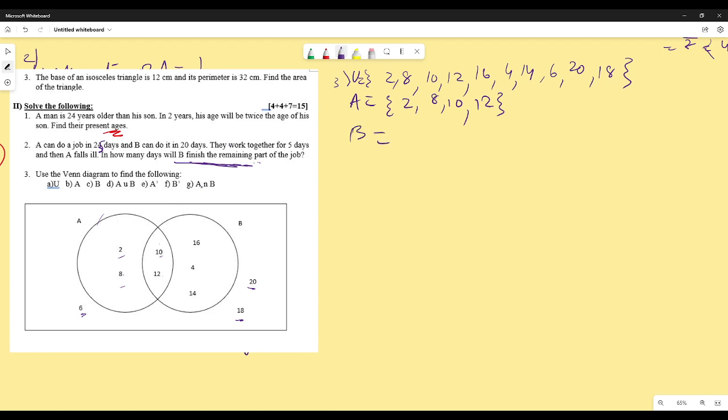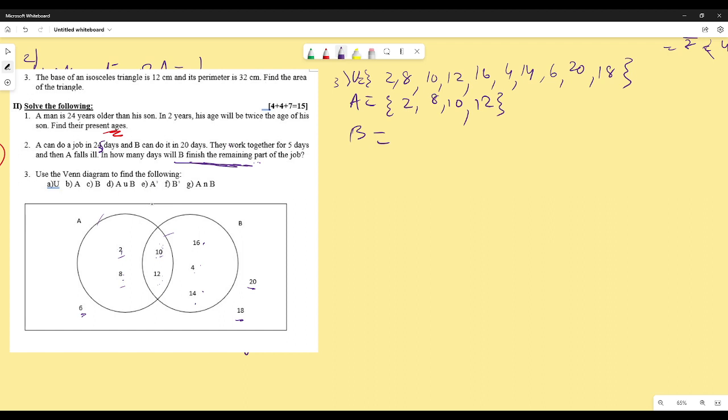Now for B set, my pen is giving me some trouble, so let me just point it out over here. So we are talking about B set over here. So B will have 16, 4, 14, 12 and 10. These are all part of the B set, right? Now we are talking about A union B. So when you are talking about A union B, you have 2, 8, 16, 4, 14 and in addition to that you have 10 and 12. Remember, you will write these 10 and 12 only once because they are common to both A and B.